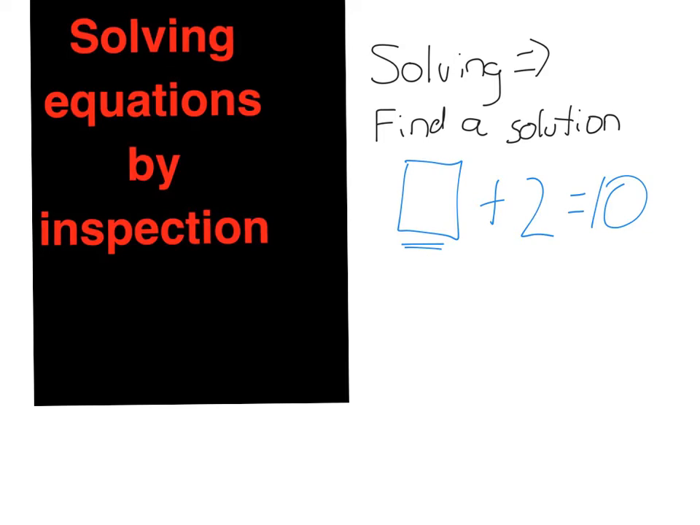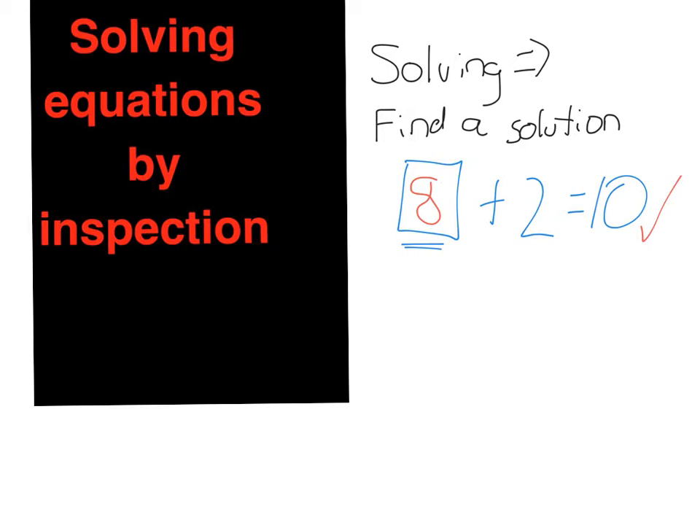So let's say I put a 7 in this box. Now, 7 is not a solution, because if I put 7 there, I get 7 plus 2 equals 10. Now, clearly it doesn't. 7 plus 2 equals 9, and 9 and 10 are not the same thing. So 7 is not a solution. However, if I put an 8 in that box, I get 8 plus 2 equals 10. That is a true statement, because 8 plus 2 does equal 10. So that means that 8 is a solution to this equation.